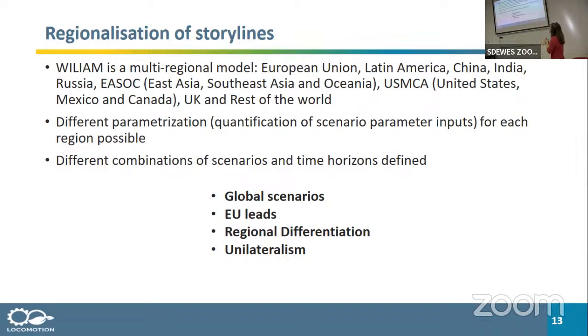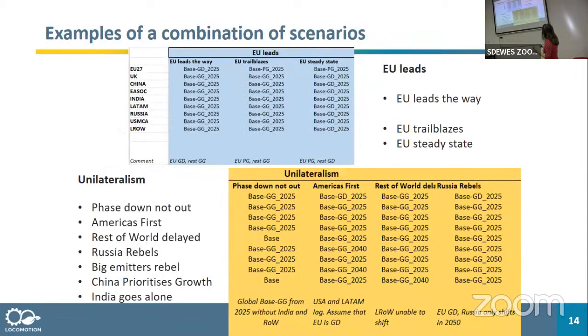So we created 4 groups of possible combinations: global scenarios, EU-led group of scenarios, regional differentiation scenarios, and unilateralism. We call them groups, and each of them will contain a number of combinations. And now I will show you the example for the EU-led group of scenarios.